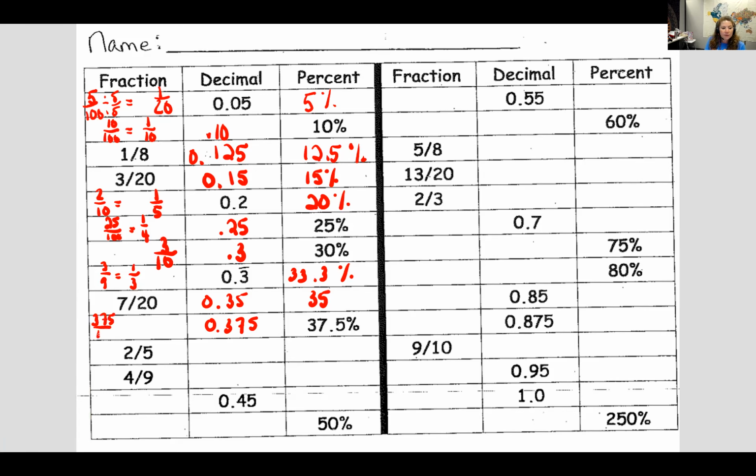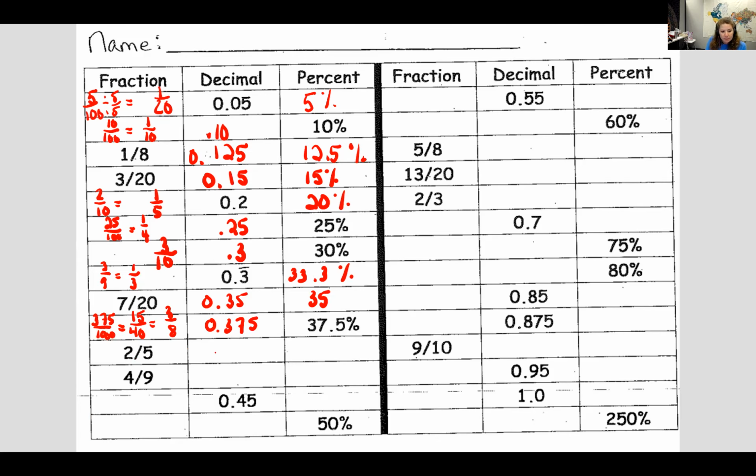All right, 375 over 1,000. We can divide all of those numbers by 25. Let's see, 375 divided by 25 is 15. And 1,000 divided by 25 is what? 40. And then I can still divide 40 and 15 by 5. So that would be 3/8.